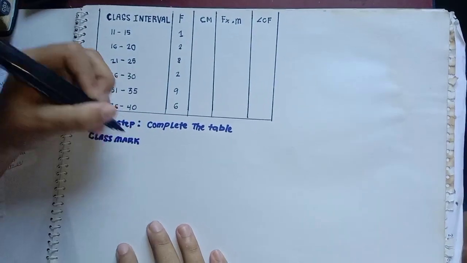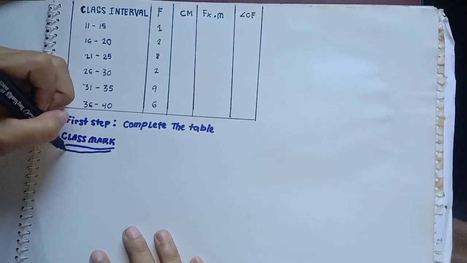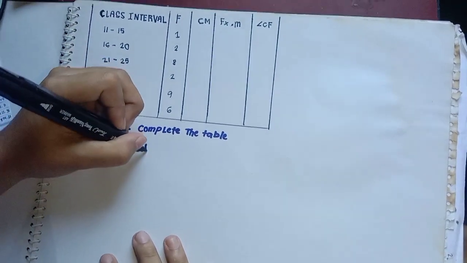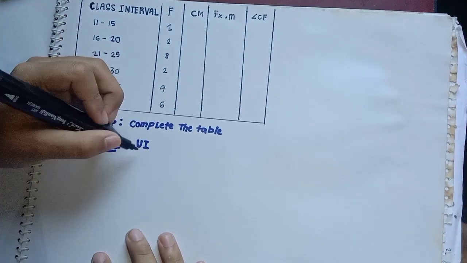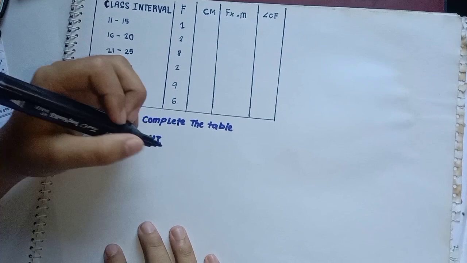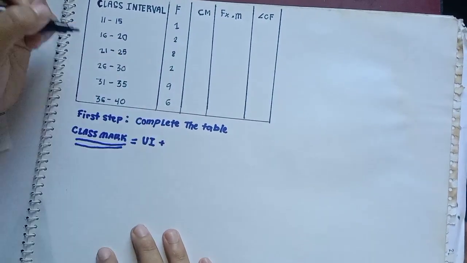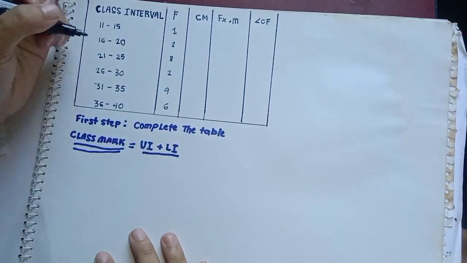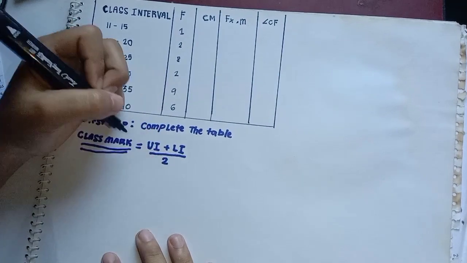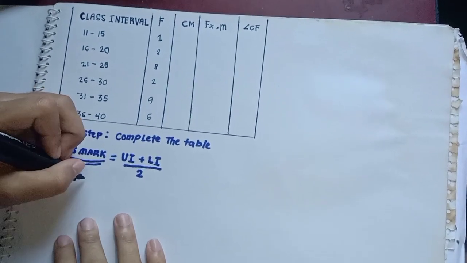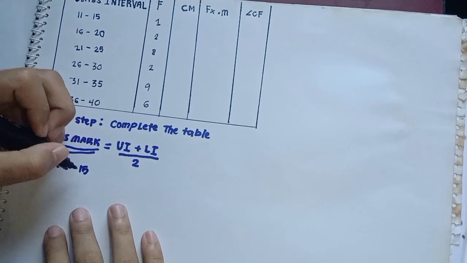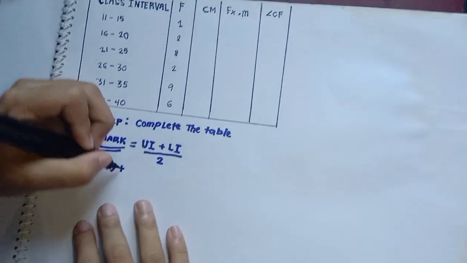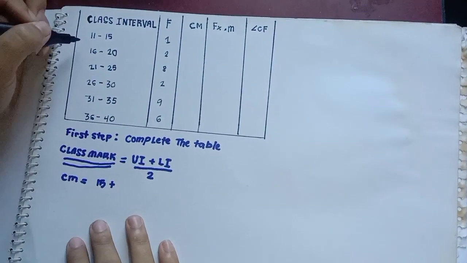So CM stands for class mark. We can solve the class mark by simply adding the upper interval and the lower interval of our data and dividing it by 2. So here in our example, the upper interval is 15 and we're going to add it to the lower interval, which is 11, and divide it by 2.